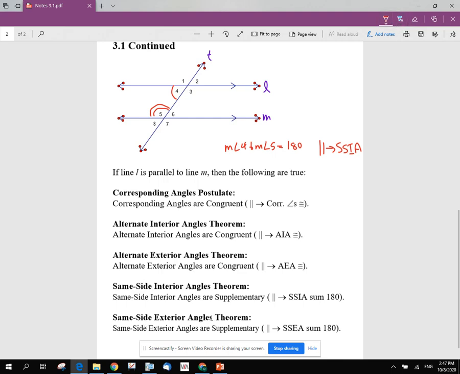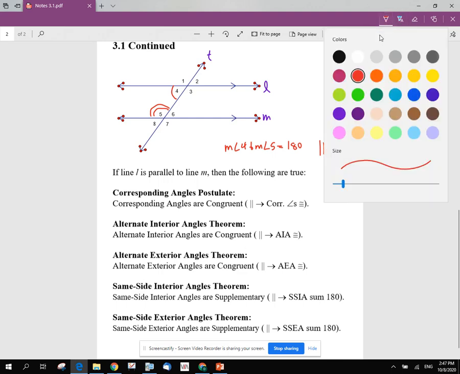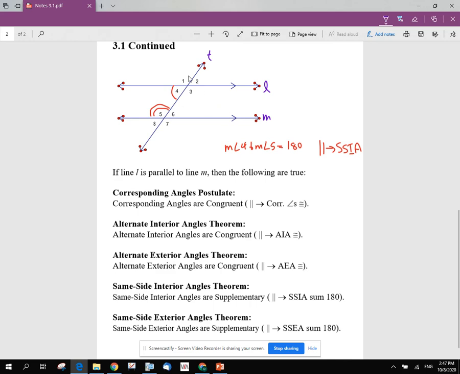And then same side exterior angles are also supplementary. Let me just pick a different color again. This angle and this one are same side exterior angles. So angles 2 and 7, for example, would be supplementary. They add up to 180.